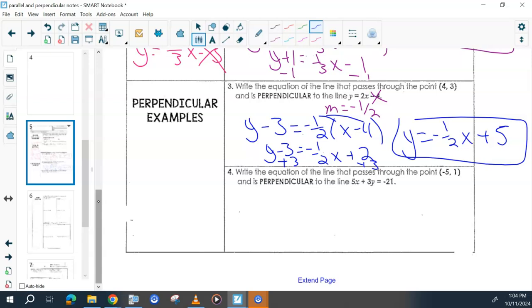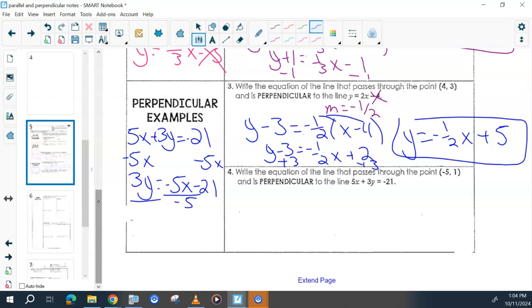Okay. 4 is like 2, but we have to change the equation first. We'll do that off to the side, because we can't see what the slope is as is. It needs to be in slope intercept form. So get rid of 5x, and divide everything by negative 5. I'm sorry, not by 3. I was looking at the 5. That's what I said. Anyway.